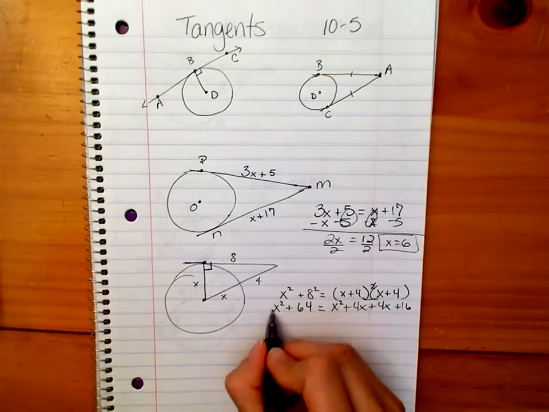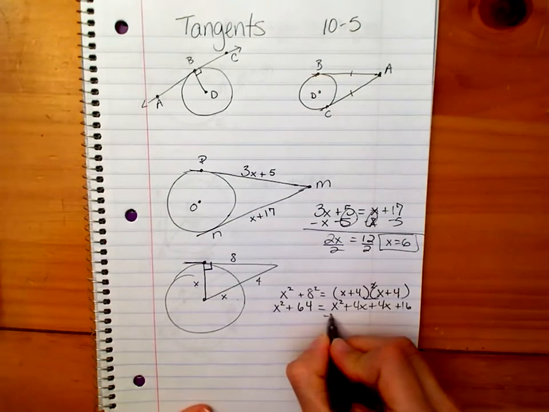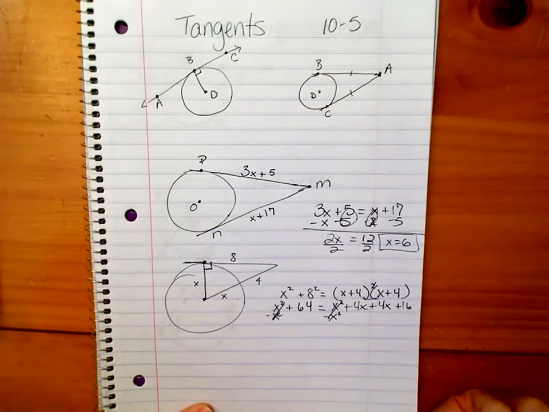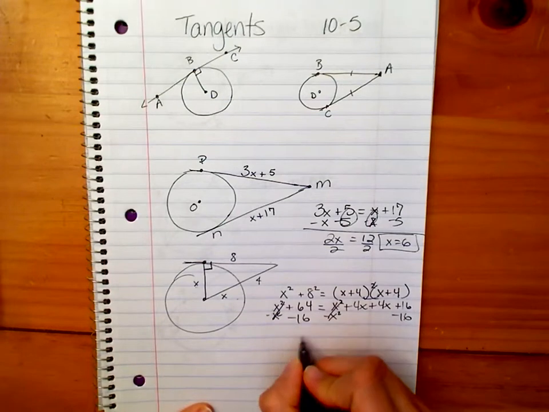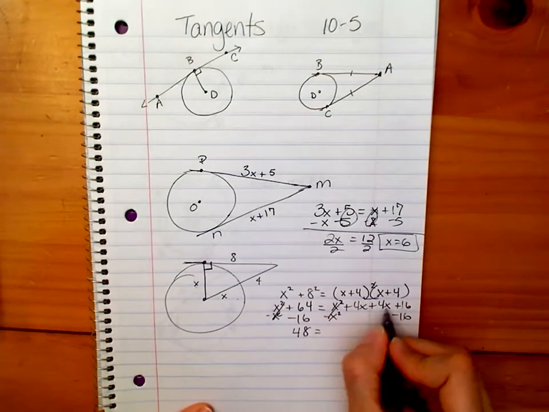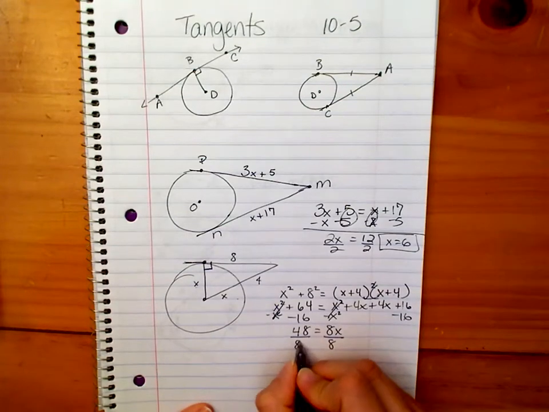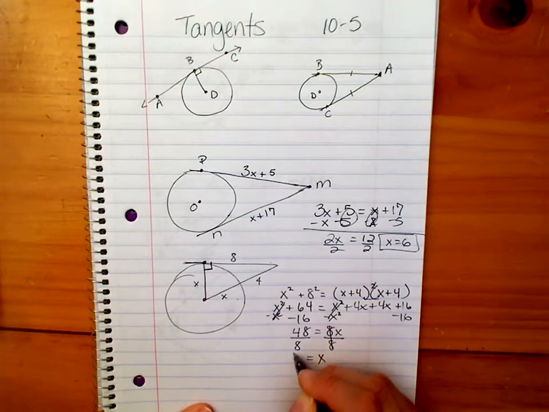Well, notice that I have x squared on both sides. If I only had one, then I'd know it was quadratic. But if I subtract x squared from both sides, they cancel. So I know I have a linear equation, and I'm going to move that 16 over. So that's 48 equals 4x plus 4x is 8x. And if I divide both sides by 8, 48 divided by 8 is 6.